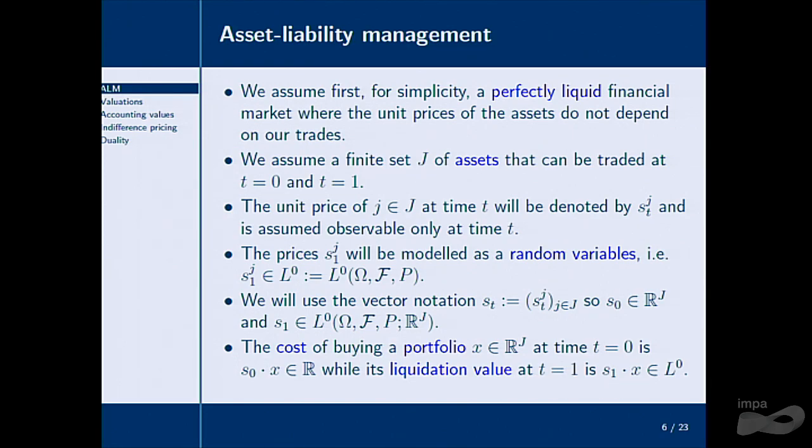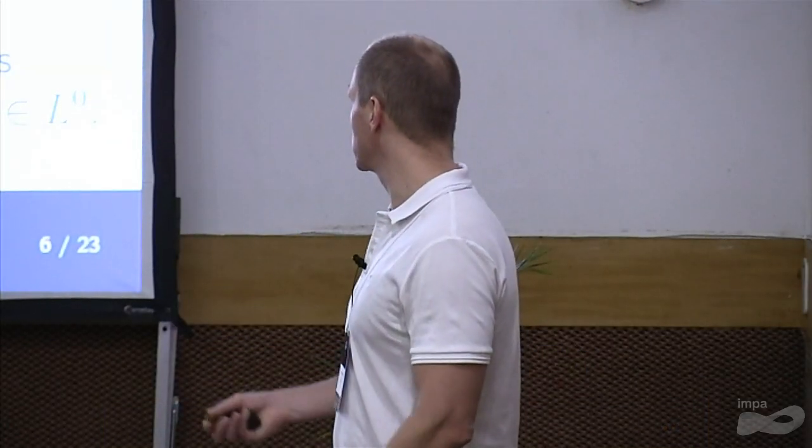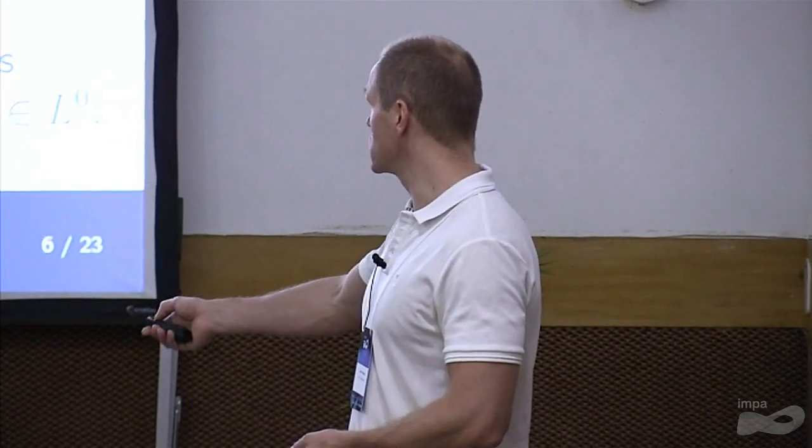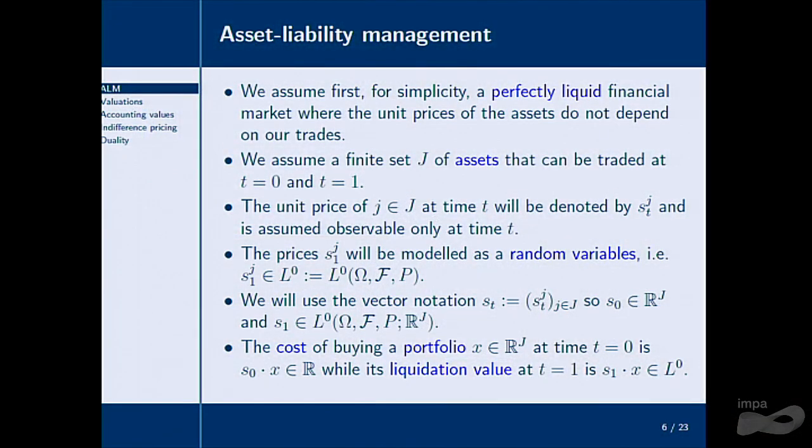In vector notation, when I drop the super index, I mean the whole vector of prices, j running through this set capital J of traded assets. In particular, at time 0, the prices are assumed to be known, so you observe the prices before you trade. It makes the price vector at time 0 deterministic. The price vector at time 1 will be an R^J valued random vector.